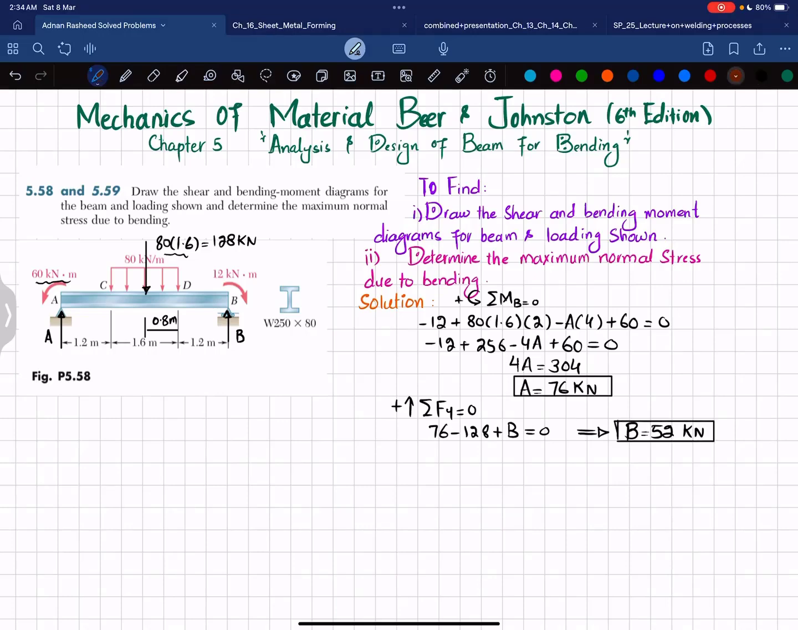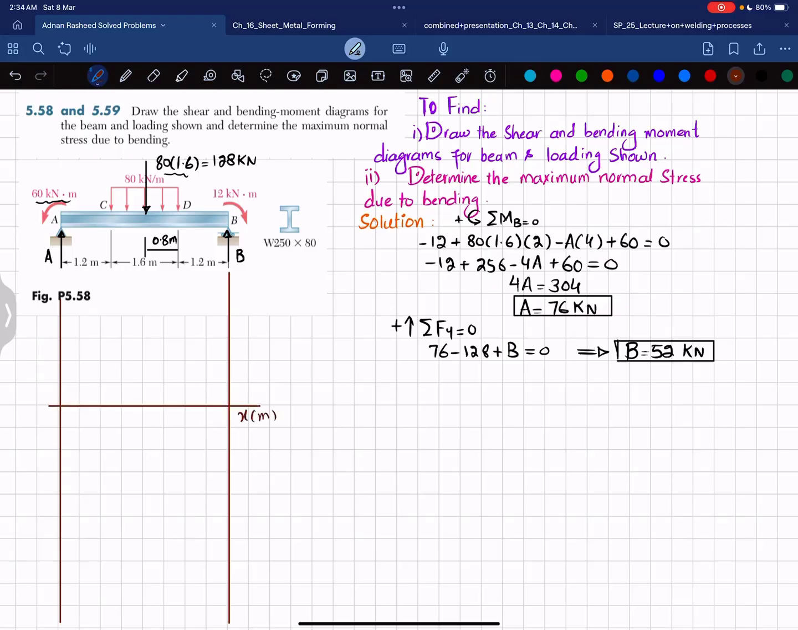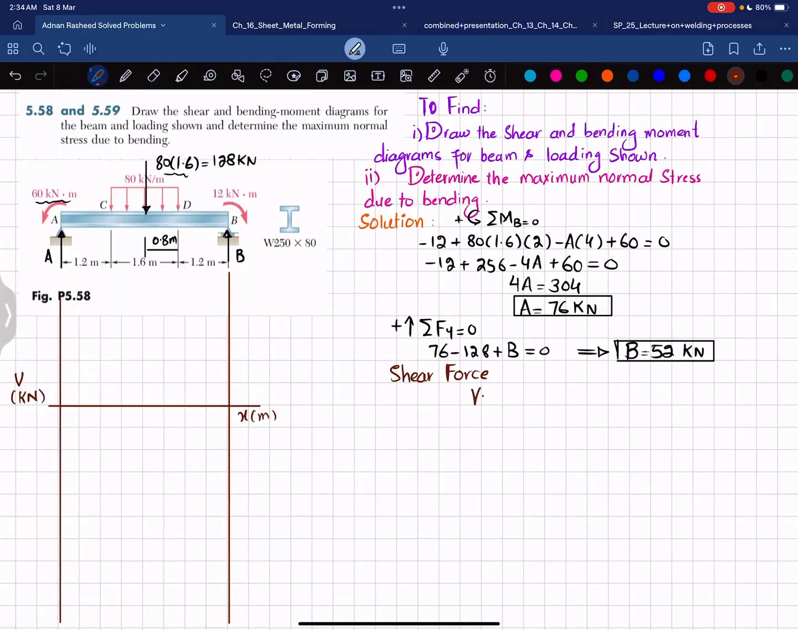Okay, now we have these two reaction forces. So we will move toward the shear force and bending moment diagram. For that I have to draw vertical lines from the ends of this beam. First we will draw the shear force. For shear force I will need a horizontal line to show the length x in meters, and on the y-axis you have shear force in kilonewton. So starting from A, as you can see, at point A we have a vertical reaction force which is 76. So we can write VA is equal to 76 kilonewton.